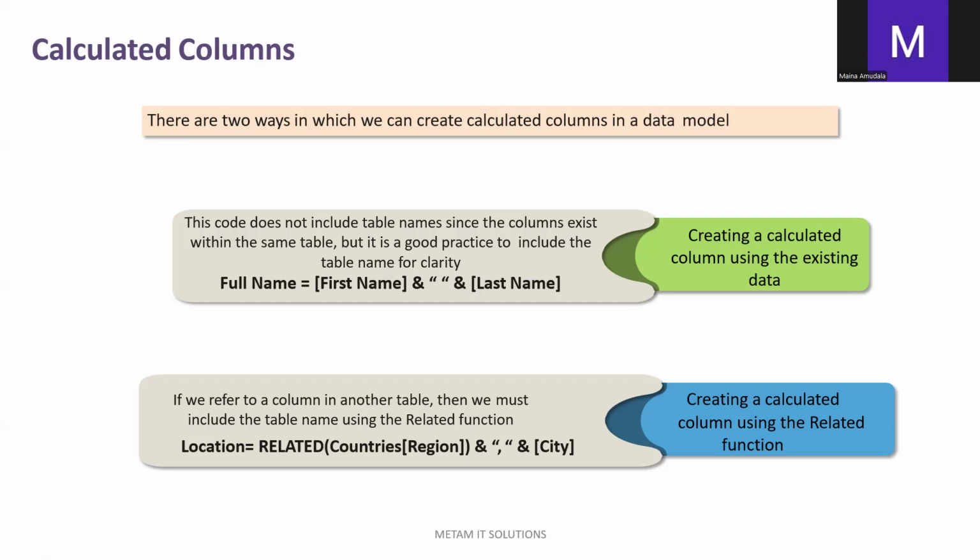So here we are relating the tables, region as well as city in the countries table. So we are relating the columns, the region column and the city column in the country table. That's why we are using the RELATED function in the query. These are the two ways to write the creation of calculated columns in the data.